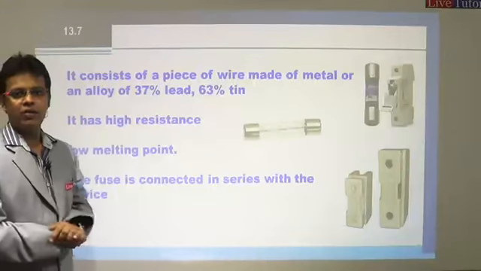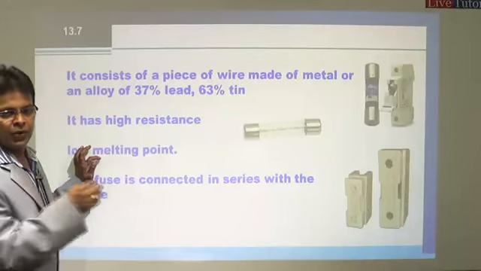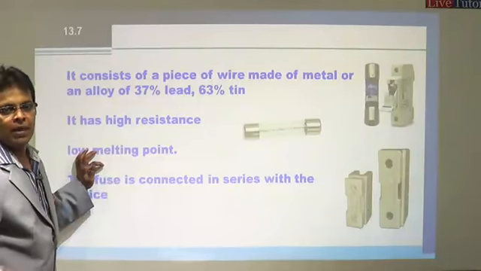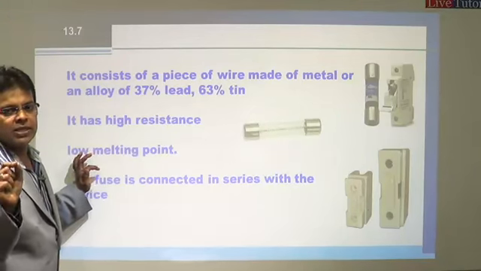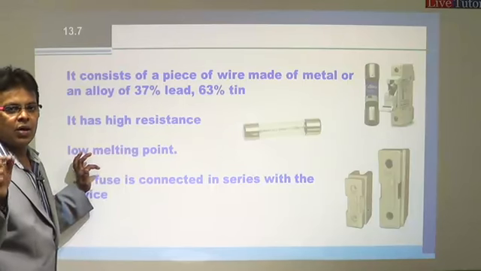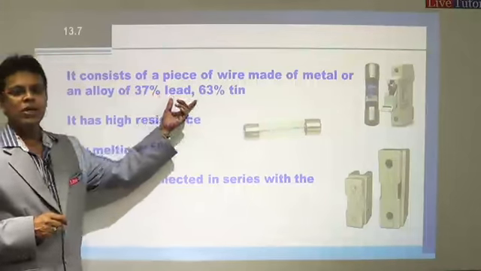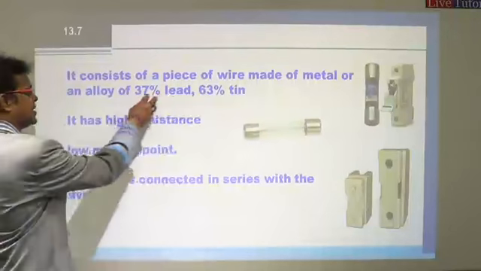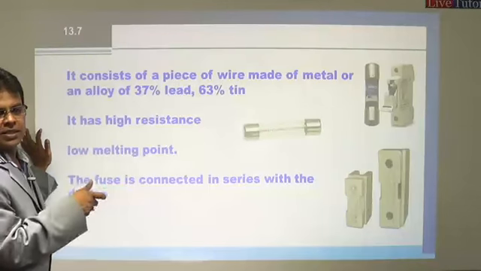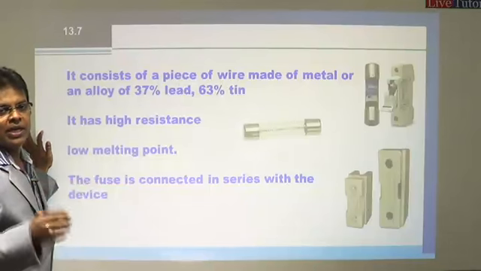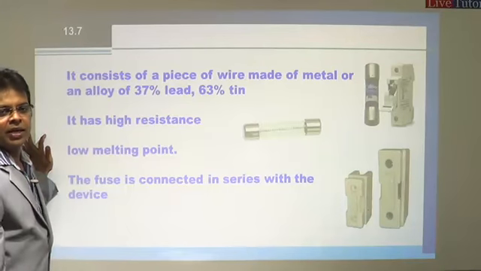Usually the fuse is made up of an alloy. By learning this part, you will understand that. First, understand that the fuse wire is a special wire we use as a fuse, and that fuse wire is nothing but an alloy. It can be a metal or alloy of 37% lead and 63% tin. This information is not in your book. It's extra information you have to understand. 37% lead and 63% tin. Because these metals have a very high resistance and a very low melting point, when the high current is flowing, they will easily start melting.